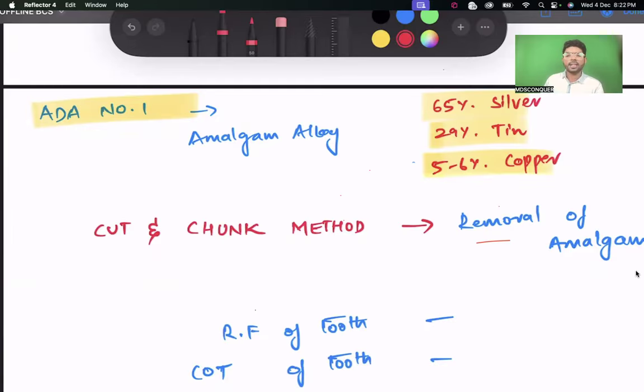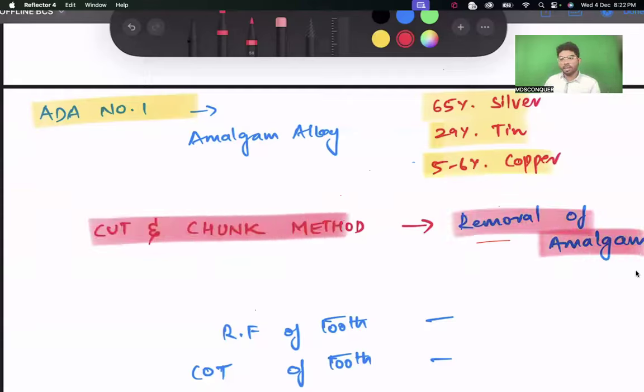What is the cut chunk method? The cut chunk method is basically a technique of choice that is helpful in the removal of amalgam. And of course, we have discussed that amalgam can cause type 4 hypersensitivity, mercury allergy being type 4 hypersensitivity. What type of vision do you see in mercury poisoning cases? Right, tunnel vision is seen in mercury poisoning cases. Very good.